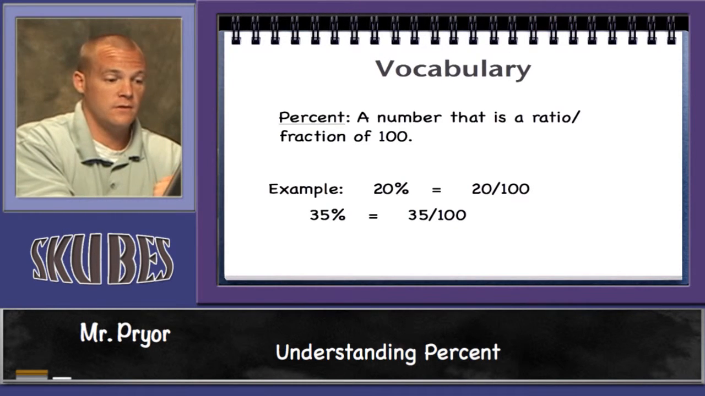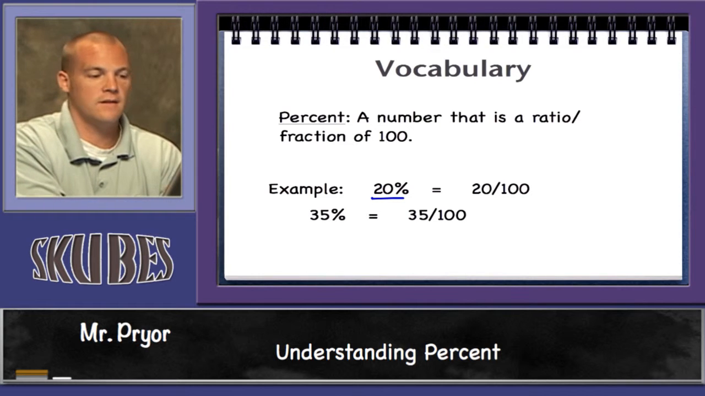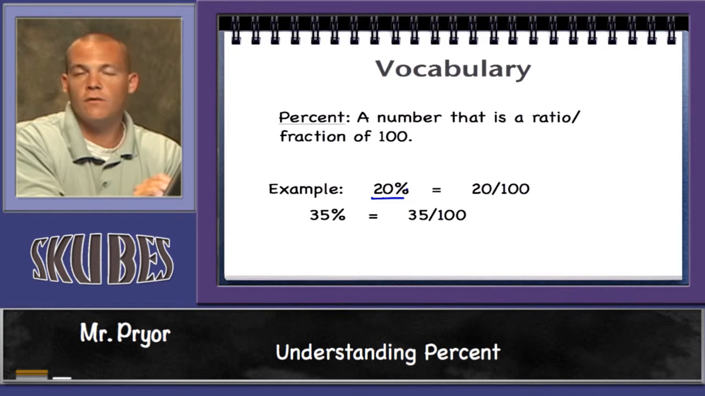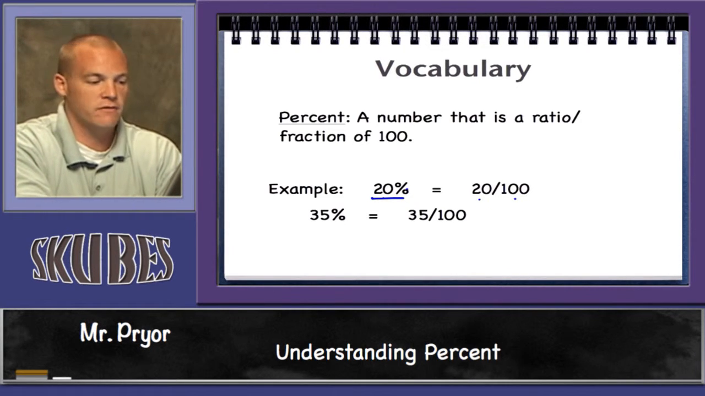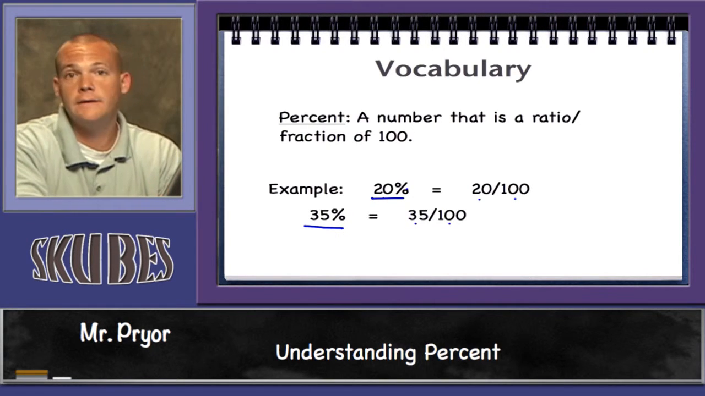So for example, you can see down at the bottom 20%. That's typically how we write percents. That's the percent symbol at the end there. This can be written as 20 over 100. A number out of 100. That's what that definition above means. So 35% would be 35 over 100.